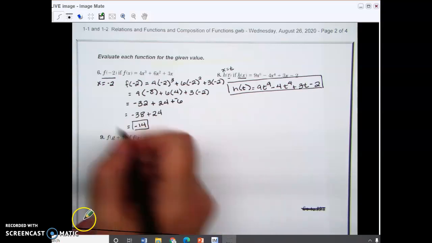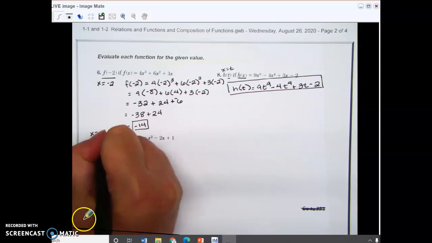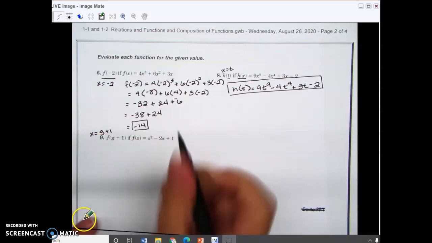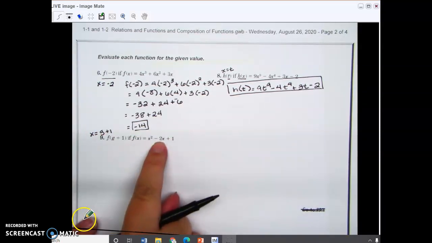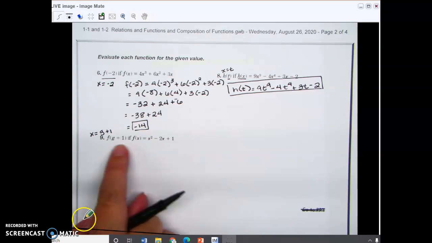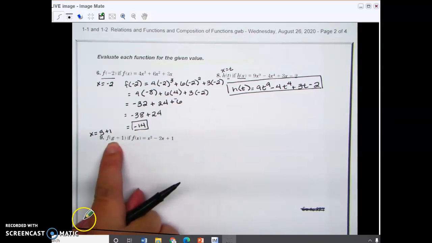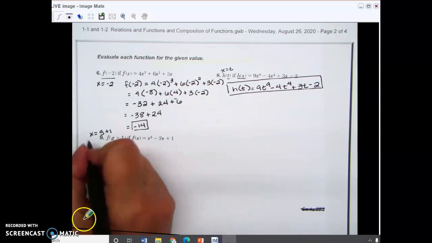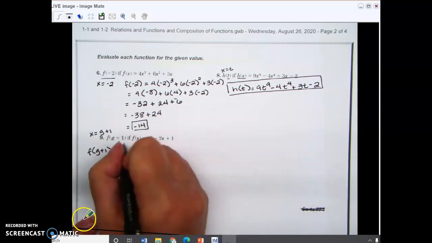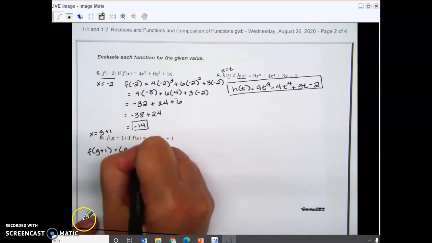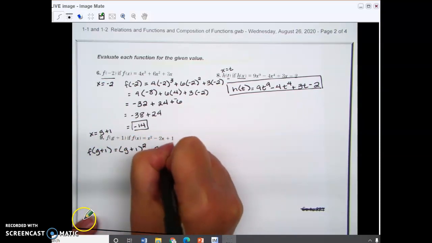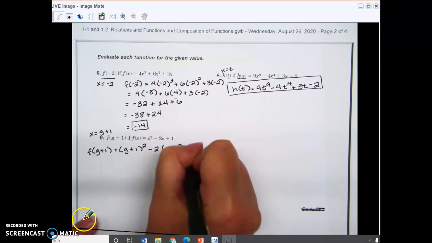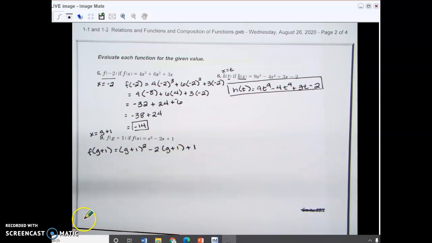And so what this one is saying is x is equal to g plus 1. So if my function of x is this equation, then what is that function when x is equal to g plus 1? So f of g plus 1 is equal to, and we get (g plus 1) squared minus 2 times (g plus 1), and then plus 1. So this is a nice review of FOIL and our order of operations.